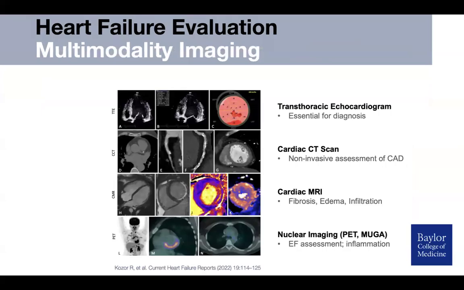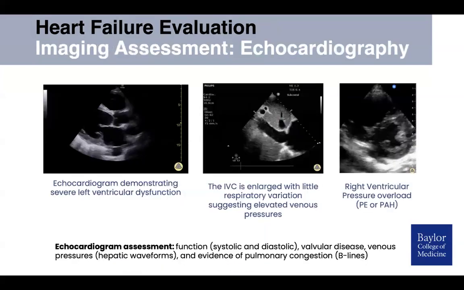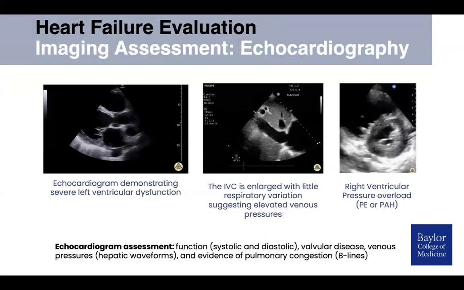Multimodality imaging is important for these patients. Transthoracic echo is essential for diagnosis. CT scan can be a non-invasive assessment of coronary artery disease. Cardiac MRI is important to ascertain for fibrosis, edema, infiltration. And nuclear imaging can look for ejection fraction, the presence of coronary disease, as well as inflammation in cases where you suspect things such as cardiac sarcoidosis.